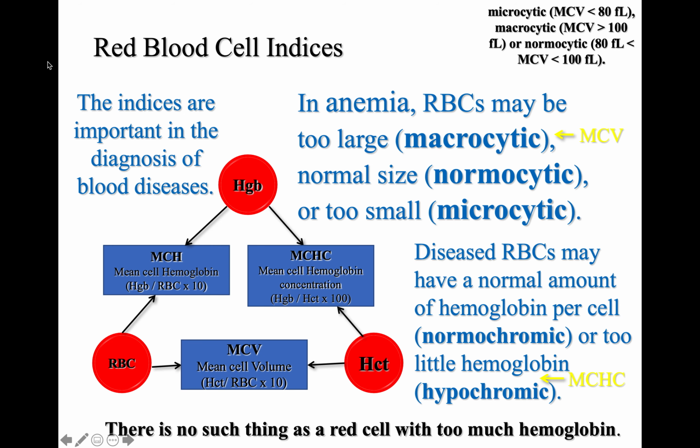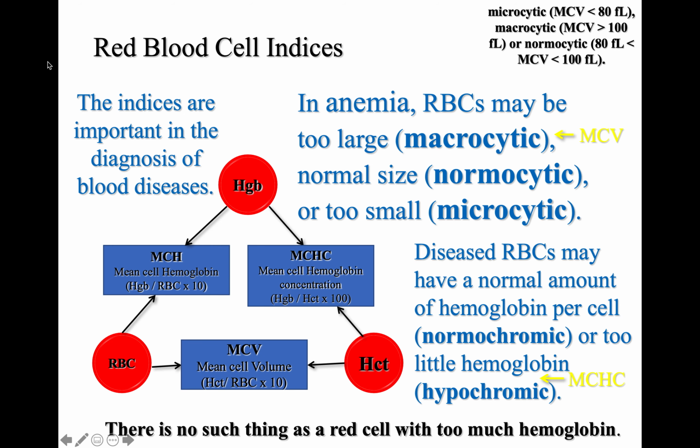In anemia, the red blood cells may be too large, macrocytic. They're macro, meaning large. Normal size would be normocytic, or too small would be microcytic. Diseased red blood cells may have a normal amount of hemoglobin in the cell or too little hemoglobin. And I did bold it at the bottom. As we're going on, don't get too confused, and don't worry about any of these numbers up here. You don't have to remember that. That will be on the CBC. I just want you to know what it means. But there is no such thing as a red cell with too much hemoglobin. We worry only about the lack of it, not too much.